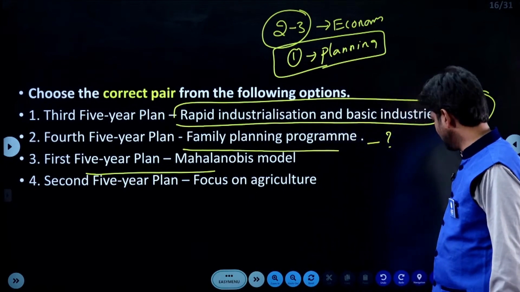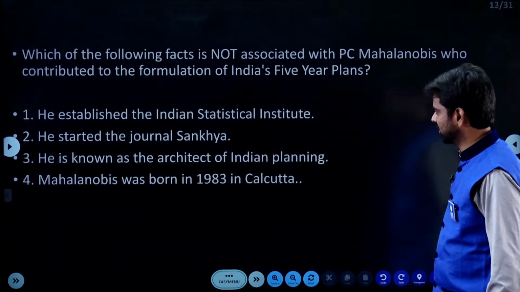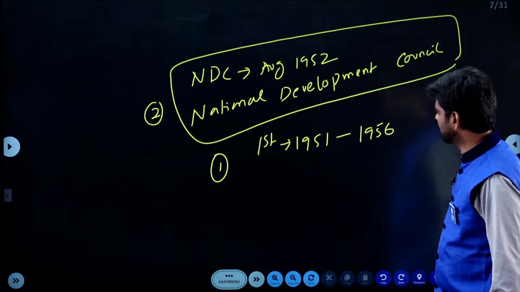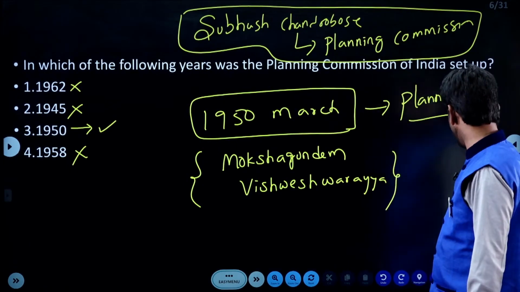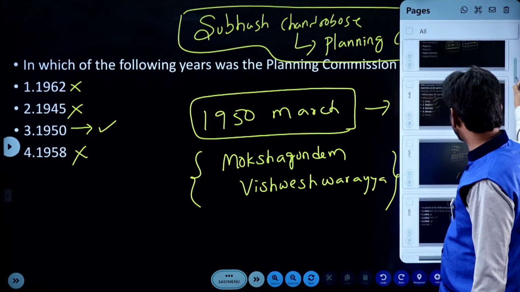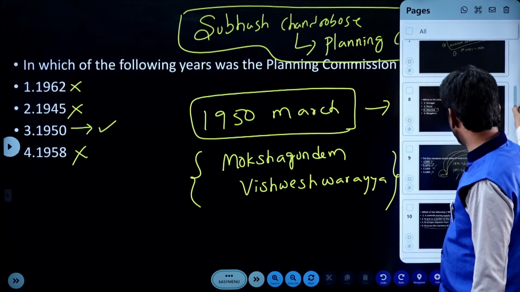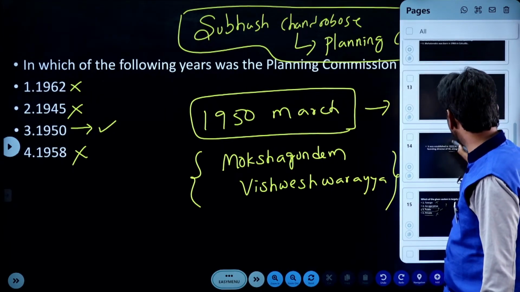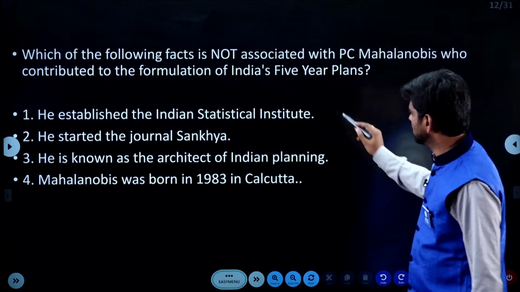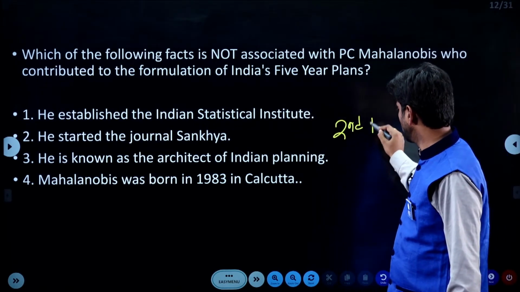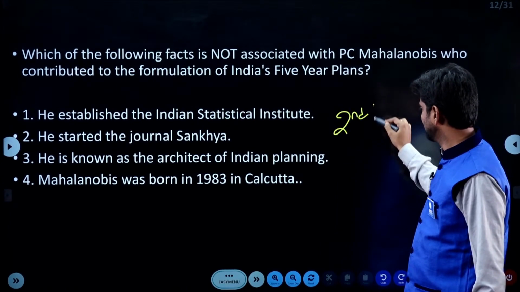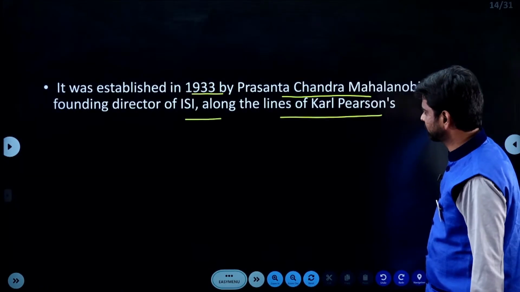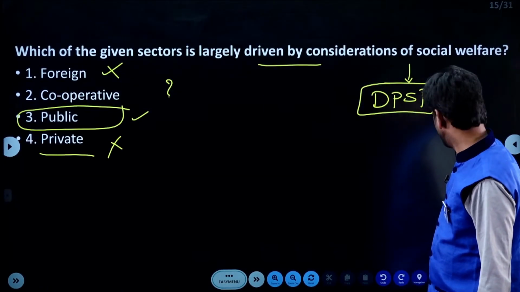I think in the previous question itself, I have clearly discussed this. You can check it here. In the previous question, guys, PC Mahalanobis. I think I have clearly explained it. Yes, PC Mahalanobis, the second plan. Who is known as the architect of the second plan, guys? Obviously PC Mahalanobis, which I have already discussed here. So the second 5-year plan. PC Mahalanobis is known for the second plan, not the third plan. I have explained it, so I hope you remember this point.